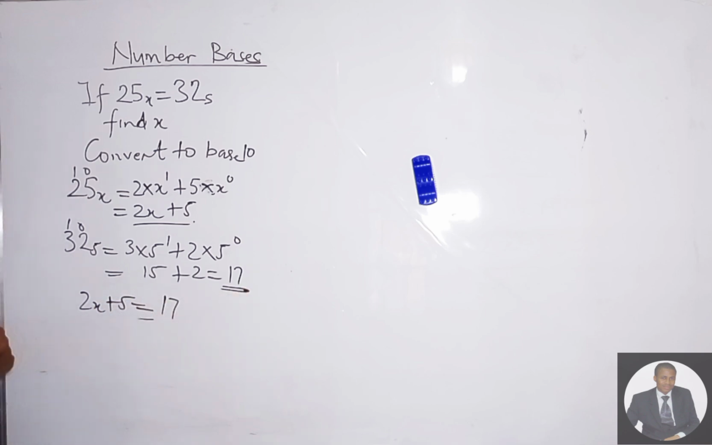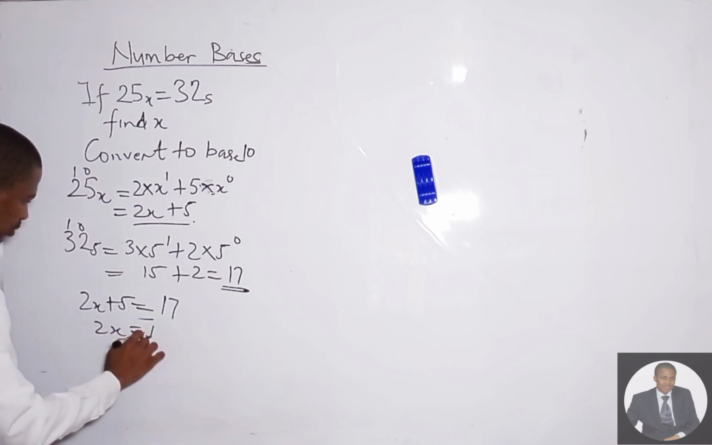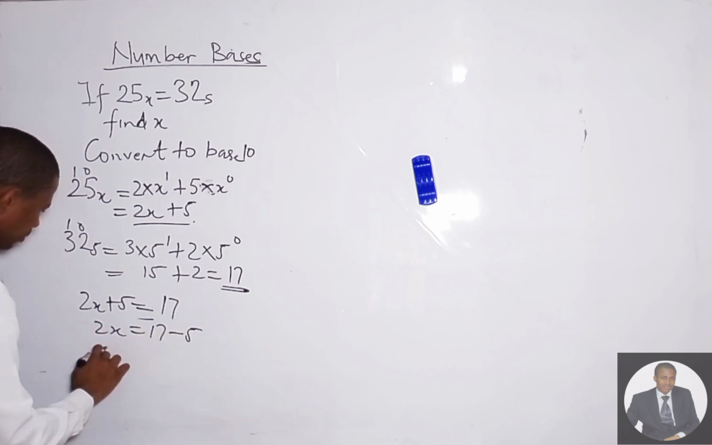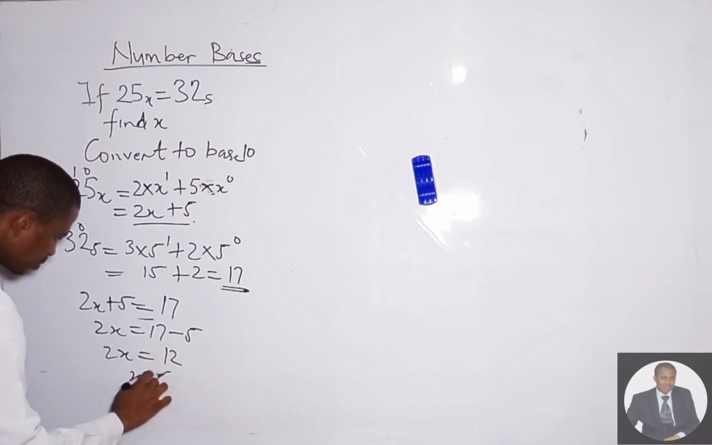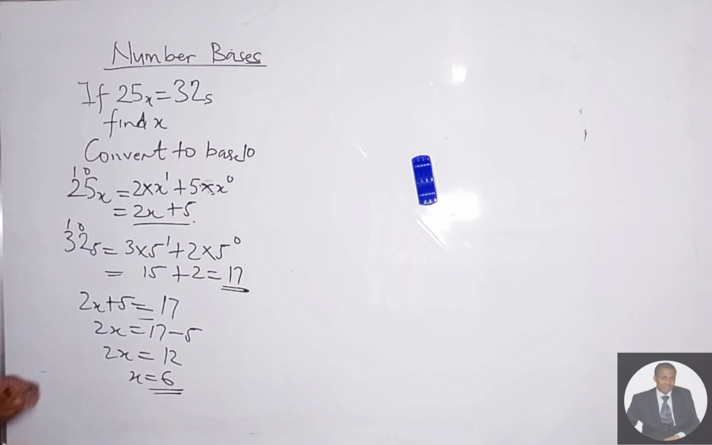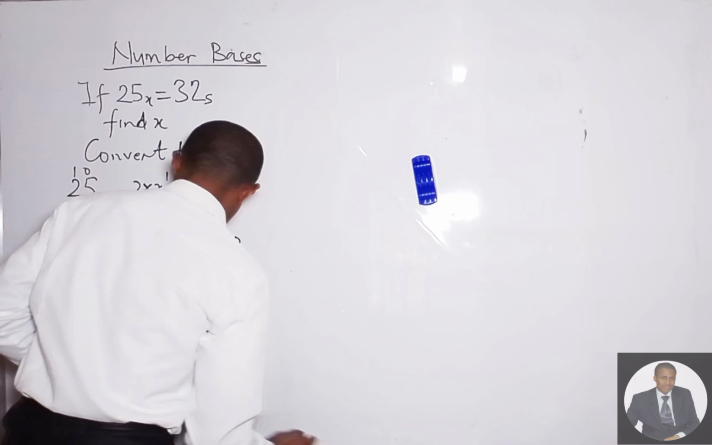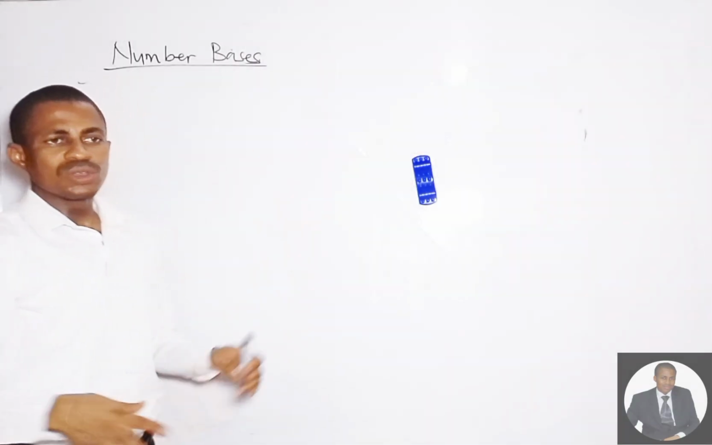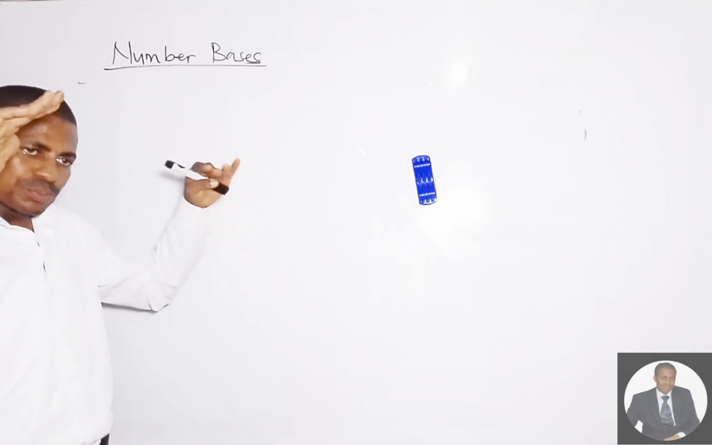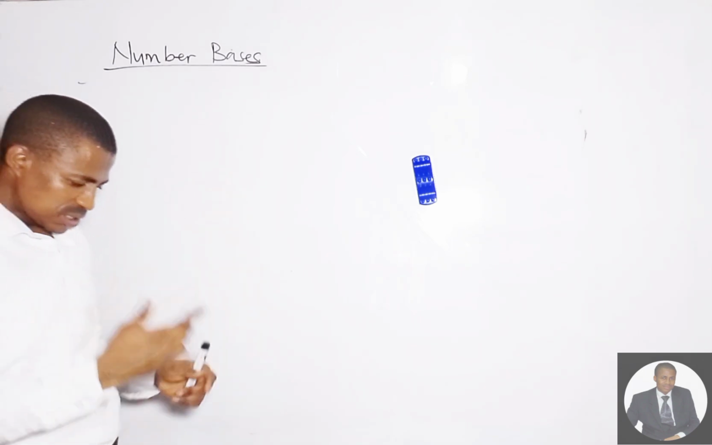So these are now in base 10. So 2x will be 17 minus 5. 2x is equal to 12. x becomes 6. So it means that 25 base 6 is the same thing as 32 base 5. We have questions like this. We convert everything, we equalize them, we bring them all down to base 10, then we can solve the question.